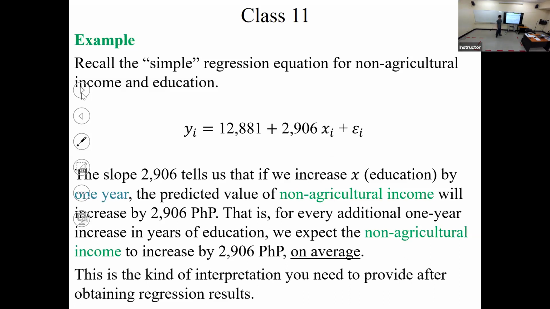So when you get the results, you're supposed to provide this kind of quantitative interpretation for the significant coefficients. If it's not significant, if the p-value is large, you cannot say this. You just say the coefficient is not significant, and you will not provide this kind of quantitative description because it's not appropriate.